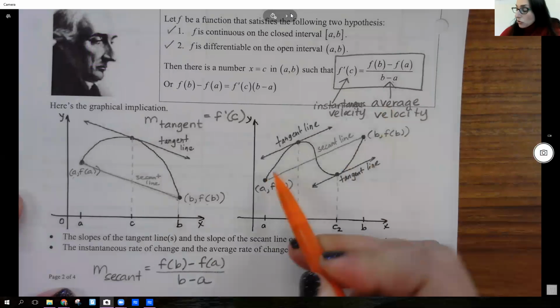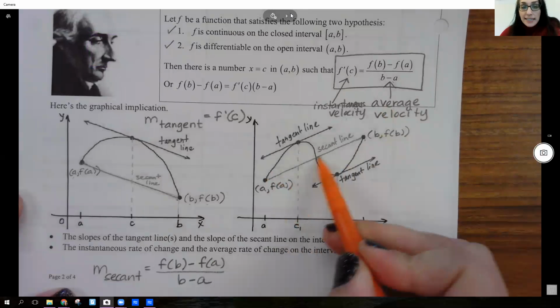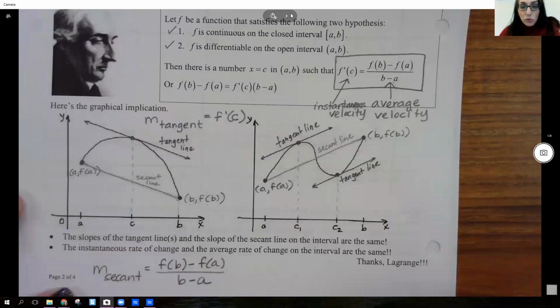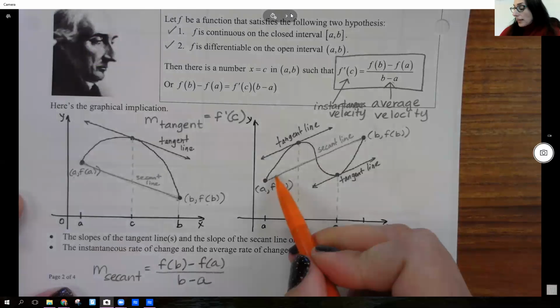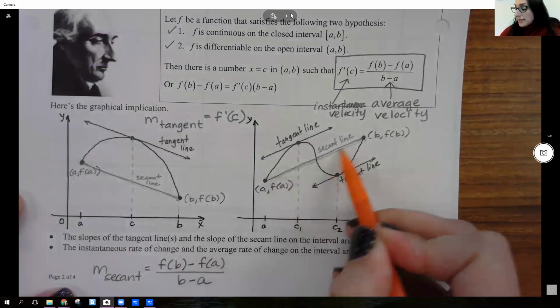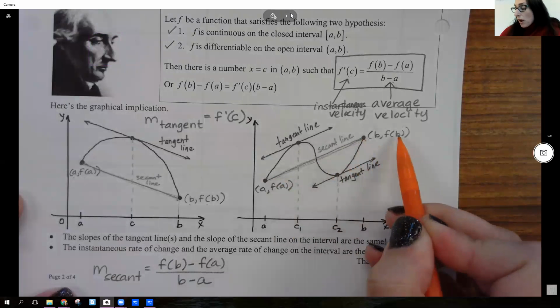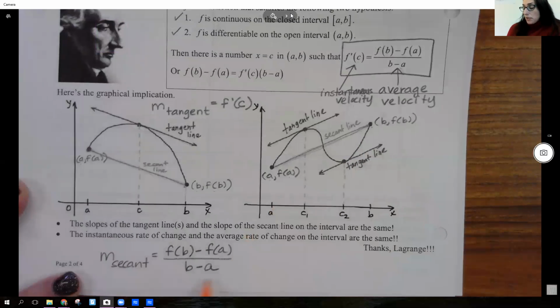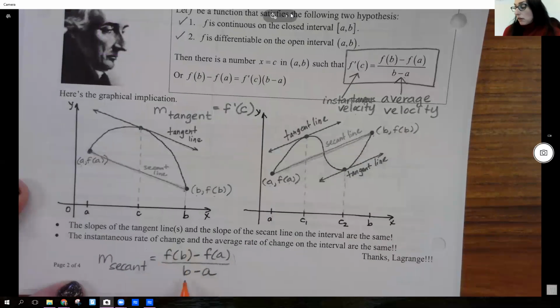If I connect those 2 points, I come up with a secant line. The reason it's called a secant line is because it crosses through the graph. So if I needed to find the slope of this secant line, I would have to do y2 minus y1 all over x2 minus x1, which would be this formula right here.